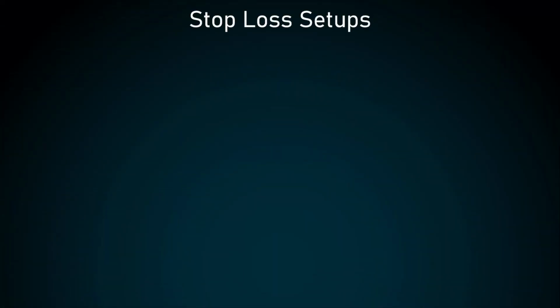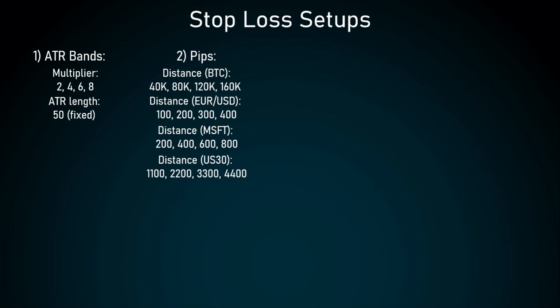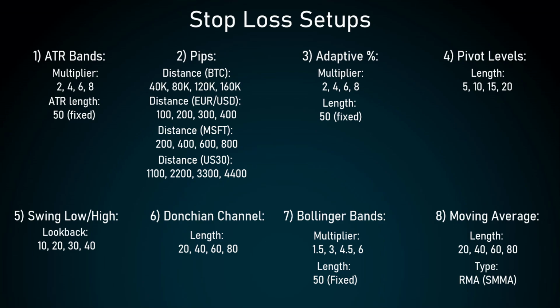Now let's go over the stop loss setups or the parameter settings I tested. For the ATR bands, I tested placing the stop loss at a 2x, 4x, 6x and 8x ATR multiplier distance, and I used a 50 ATR length in all cases. For the pip-based stop loss, I used separate values for each asset, as for different assets there are different pip distances that are optimal. For Bitcoin I will use these values, for the Euro USD these, for Microsoft these, and for the US30 index these. And here you can see all the other parameter settings.